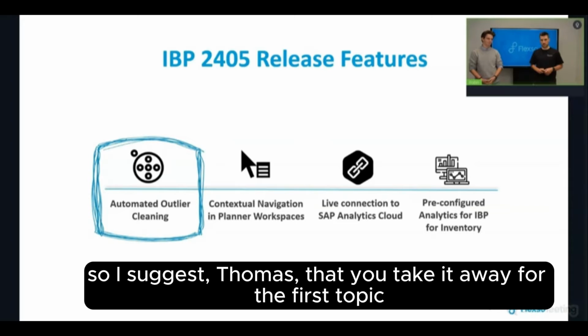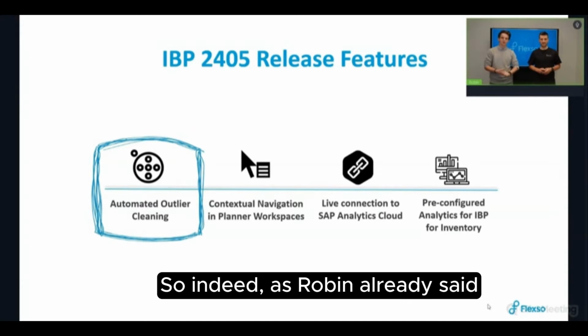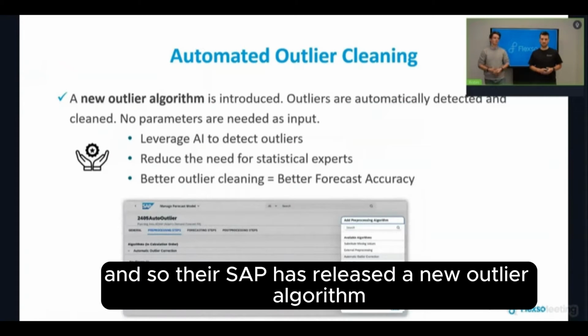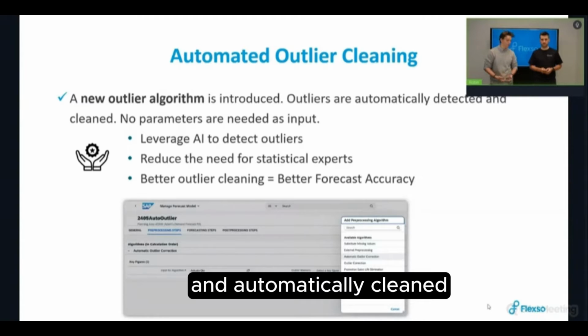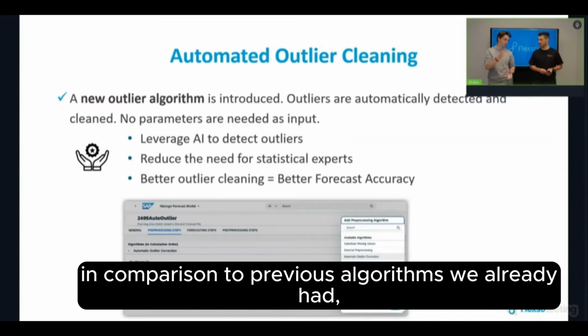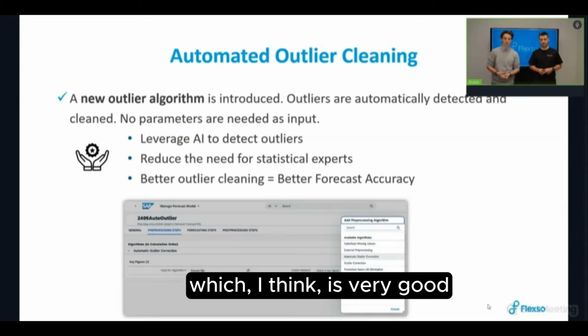So I suggest, Thomas, that you take it away for the first topic, the outlier cleaning. Yeah, I'm glad to. So, indeed, as Robin already said, we first go to the demand module in IBP. There, SAP has released a new outlier algorithm. Now outliers are automatically detected and automatically cleaned. So, basically, no inputs or no parameters in comparison to previous algorithms we already had. No input is needed from the planner, which I think is very good.